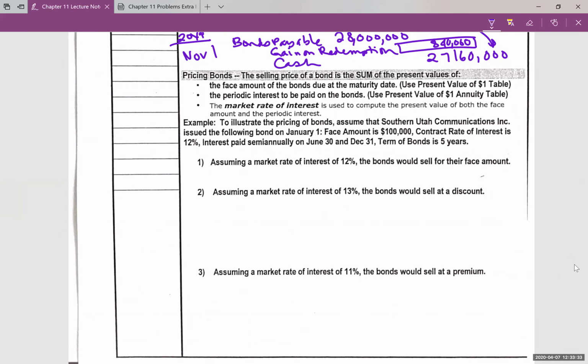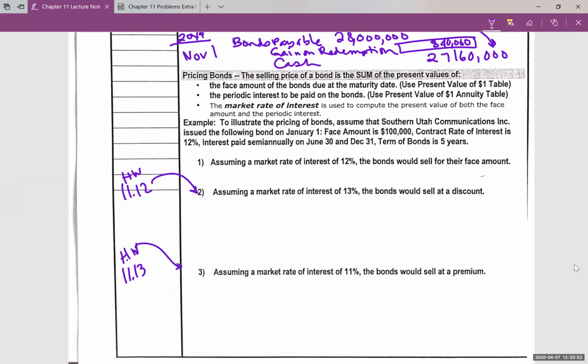So pricing of the bonds here, this number 2 has to do with 11.12. And this number 3, it's very similar to 11.13 homework.